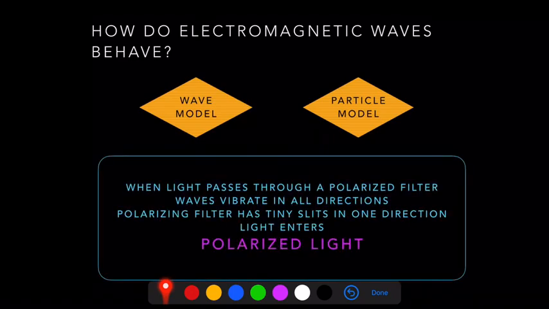So the way they explained it was that when light passes through a polarized filter, waves vibrate in all directions. A polarizing filter has tiny slits in one direction, and light enters. That's what polarized light would be. Now let me show you this example.